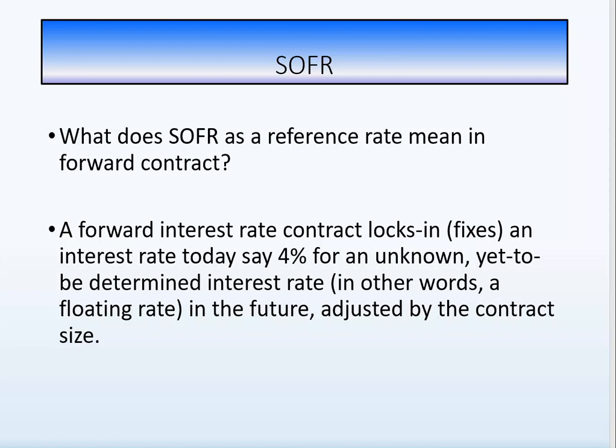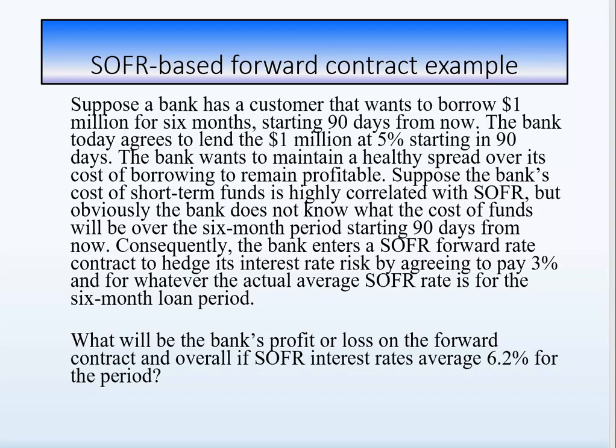Therefore, applied to forward contracts, a forward contract exchanges a predetermined fixed rate for this unknown future reference rate, adjusted, of course, for the dollar amount and the time period covered by the contract. As always, an example will help in understanding these contracts.